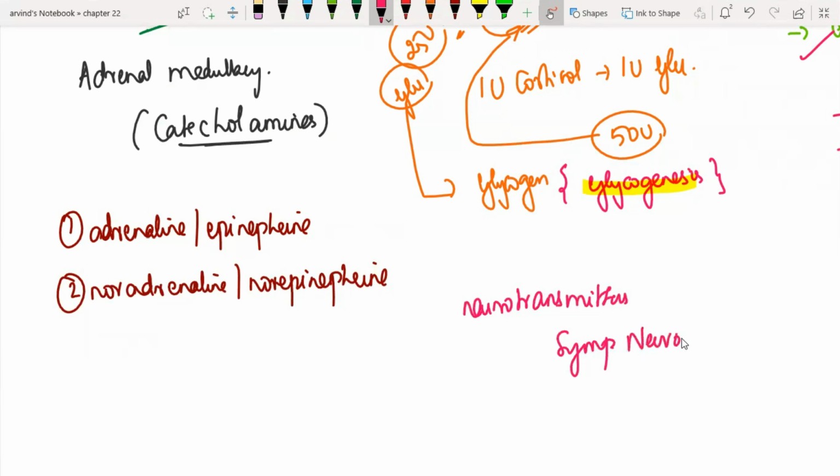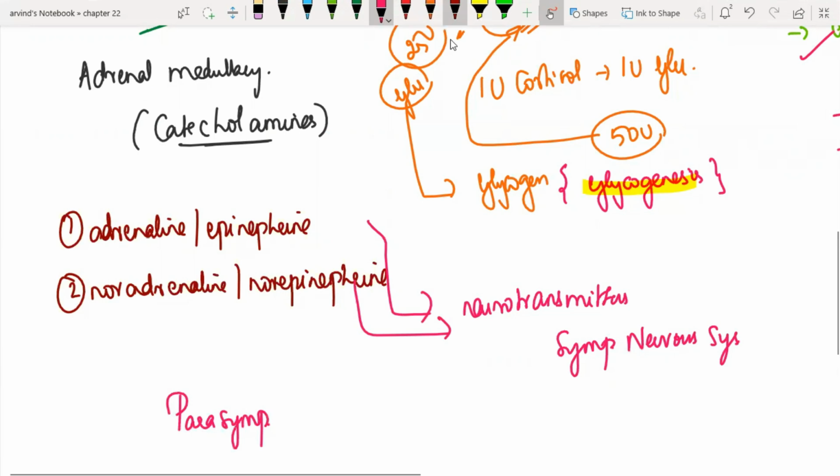So we have got two types of nervous system, sympathetic and parasympathetic. Neurotransmitters for the sympathetic nervous system, we have got adrenaline and noradrenaline. For parasympathetic, we have got acetylcholine. Again, an important NEET question. So what is the neurotransmitter for the parasympathetic nervous system?